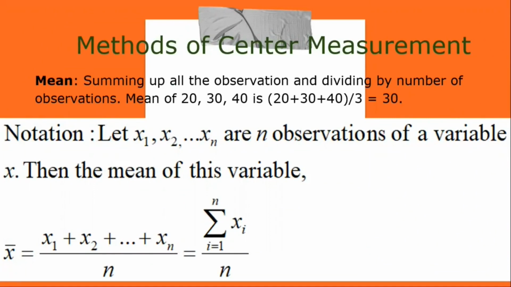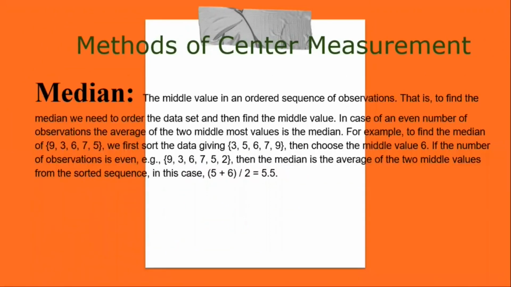Median: the middle value in an ordered sequence of observations. That is, to find the median we need to order the dataset and then find the middle value. In case of an even number of observations, the average of the two middlemost values is the median.